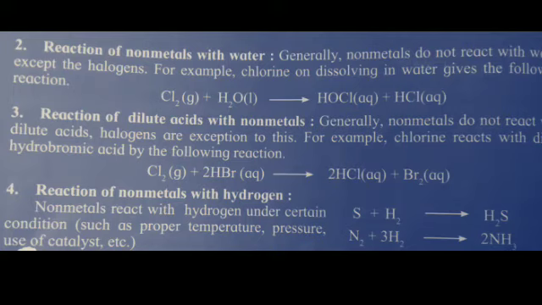Third reaction, reaction of dilute acid with non-metals. Non-metals do not react with dilute acid. Halogens are an exception to this. Chlorine gas reacts with 2HBr to form 2HCl plus Br2.